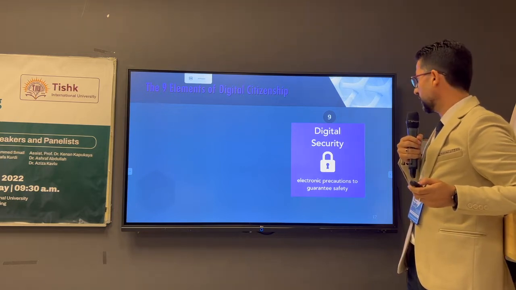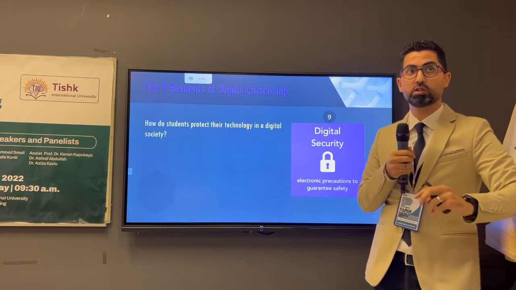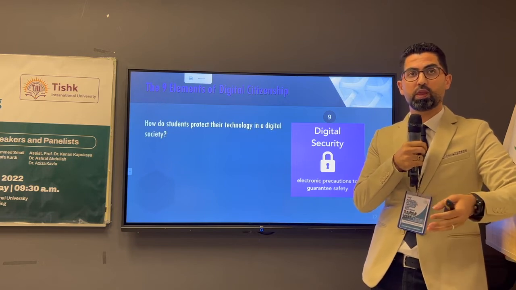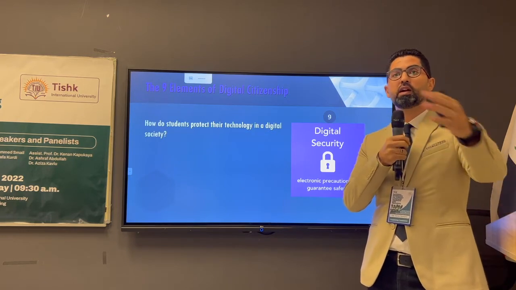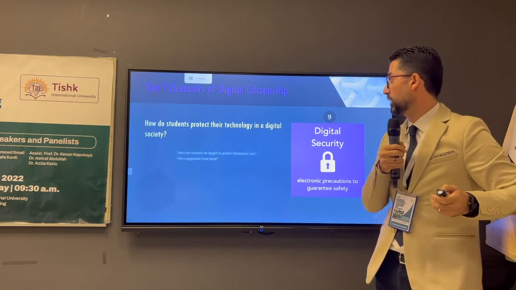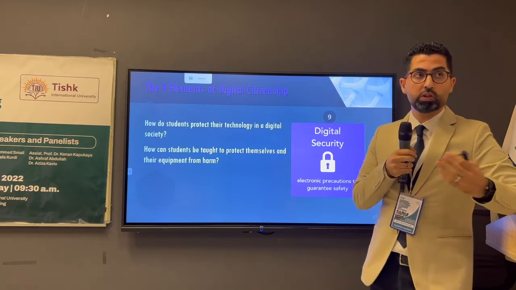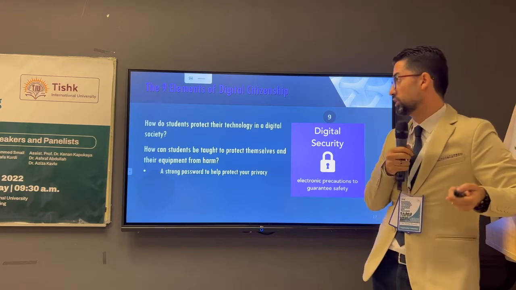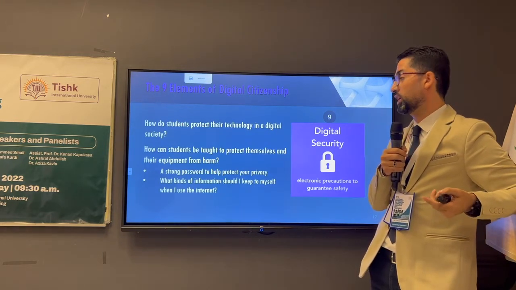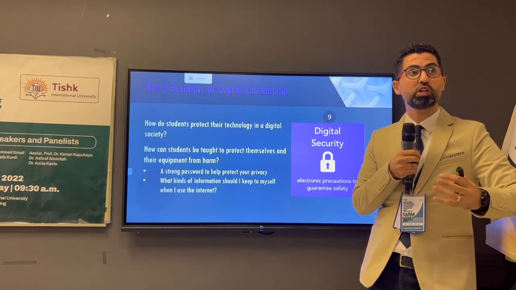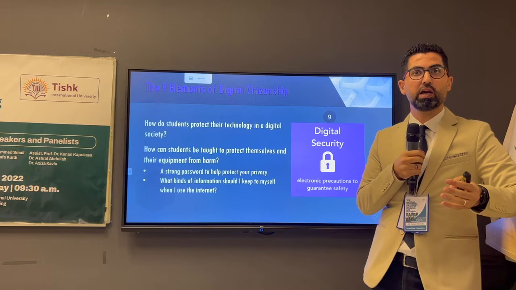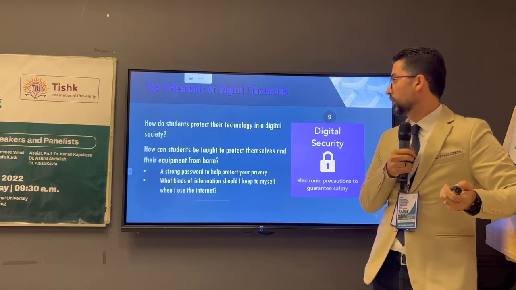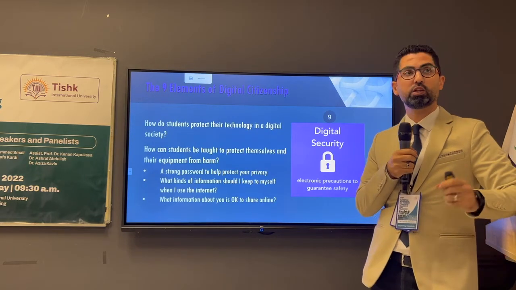This is the last one, digital security. Electronic precautions and guarantee safety. How do students protect their technology in digital society? For example, how can they protect their devices and their personal data? How can they protect their accounts, the school accounts and other accounts? A strong password, for example, is something that we need to teach them. And what kind of information should I keep to myself when I use the internet? There is certain information you have to keep only to yourself, not give to anybody. I'm sure there are students, even at the college level, who don't know how to do that. And what information about you is okay to share online?